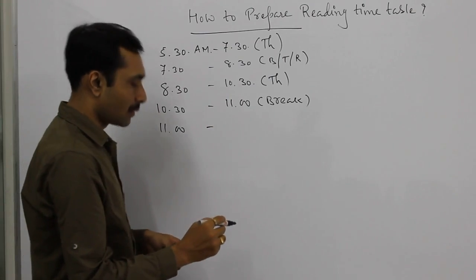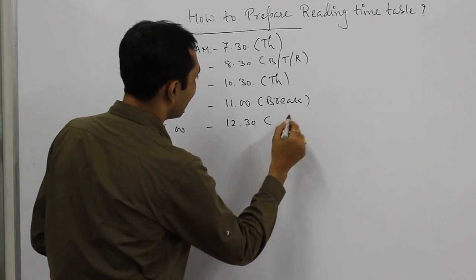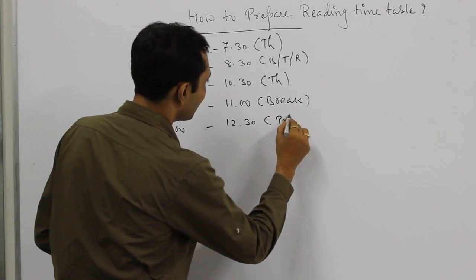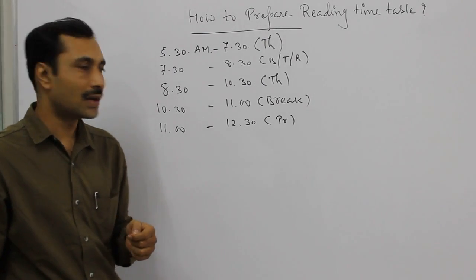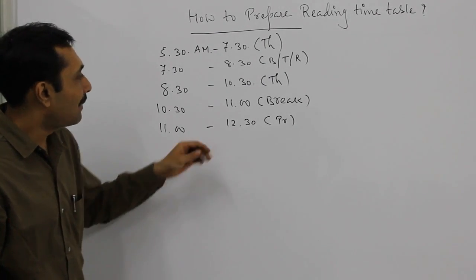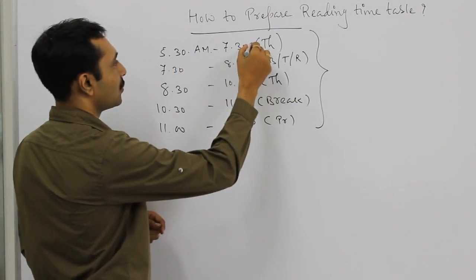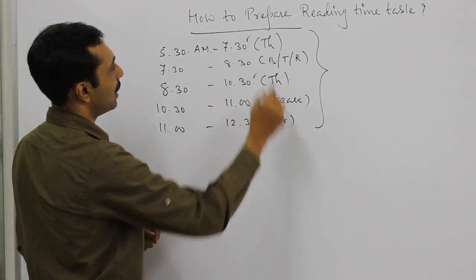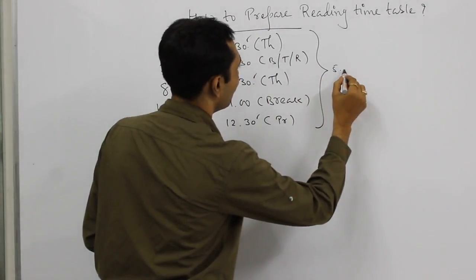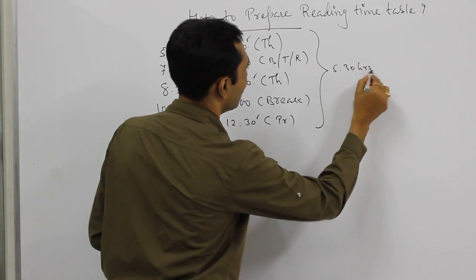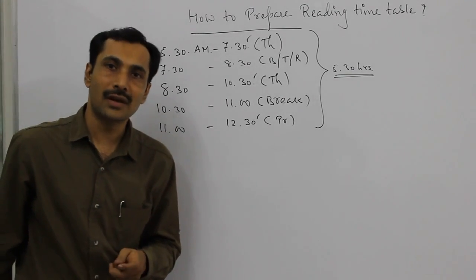11 to 12:30, you will again read some other subject. Now change the subject, a practical subject. By noon you have completed 2 hours, 2 more hours, and 1.5, that means you have finished 5 hours and 30 minutes of reading.